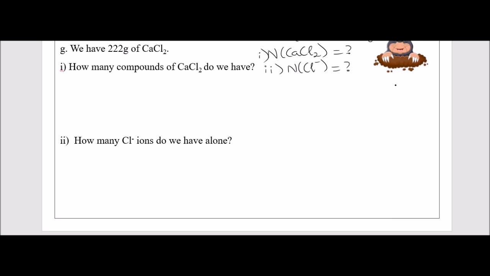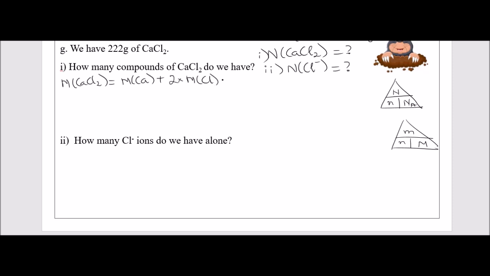Okay, now if you want capital N, then obviously you need to have the number of mole. And you can use Avogadro's number, and you can get the number of mole from the mass if you have the molar mass. So I'm going to start by finding the molar mass of calcium chloride, which is the molar mass of calcium plus 2 times the molar mass of chloride. So 101 gram per mole.